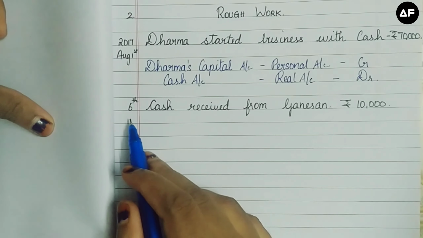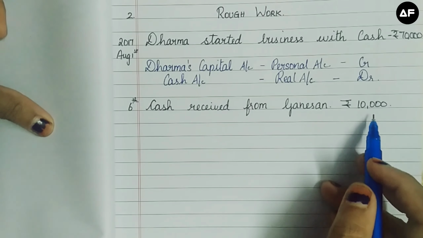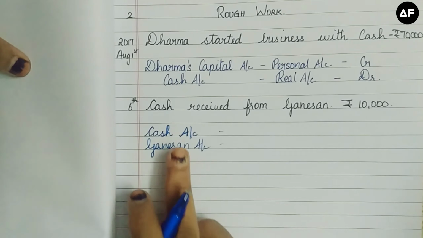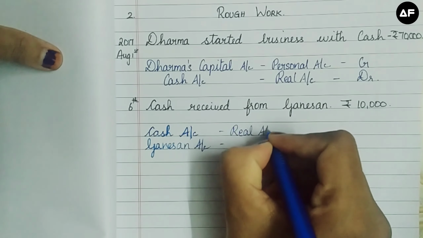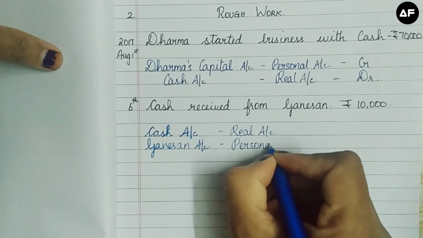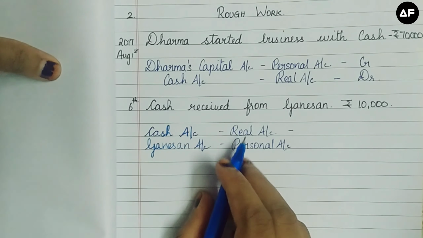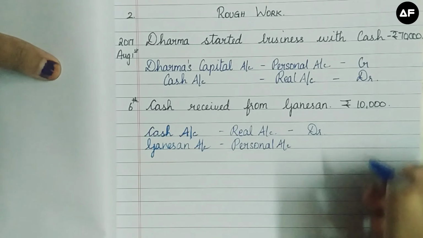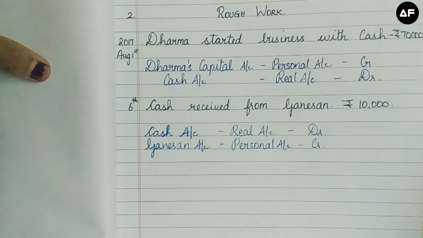So the next entry on the 6th of August is cash received from Ganeshan rupees 10,000. So here the two accounts involved are cash and Ganeshan. Cash account is an asset, therefore it is a real account. Ganeshan is a personal account, name of a person. So as per real account, debit what comes in. Here cash is coming inside, we are receiving cash from Ganeshan, therefore debit the cash account. Ganeshan is the giver, therefore credit the giver.